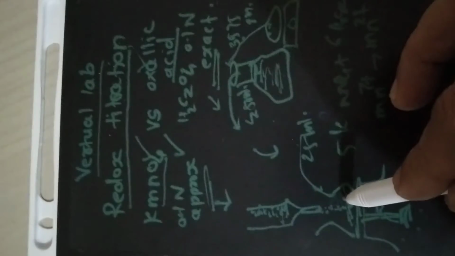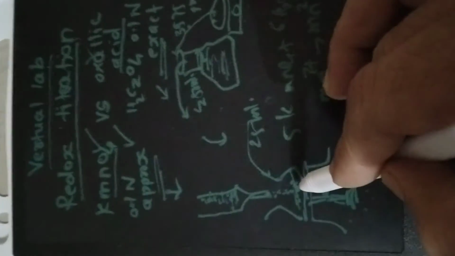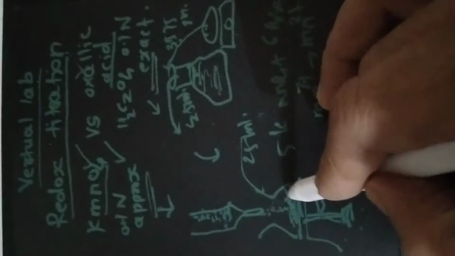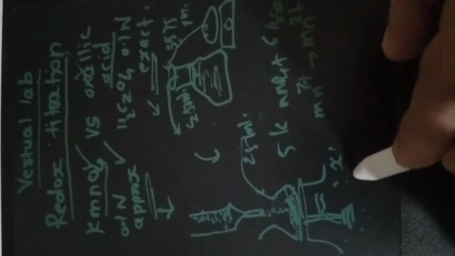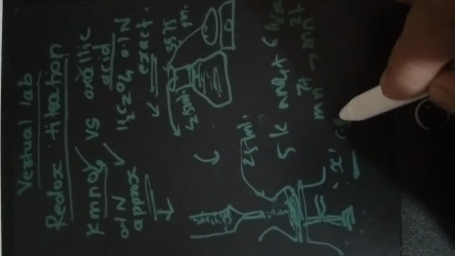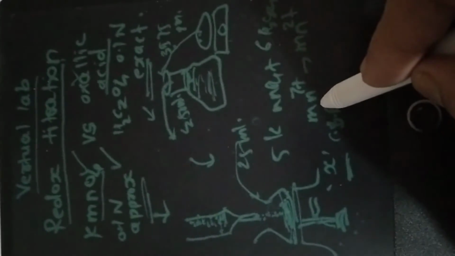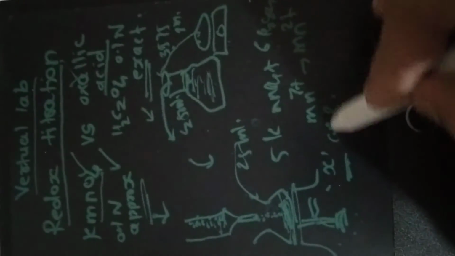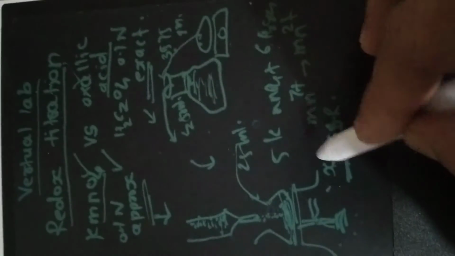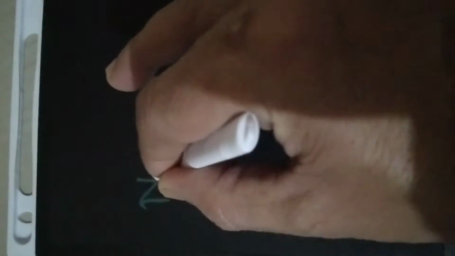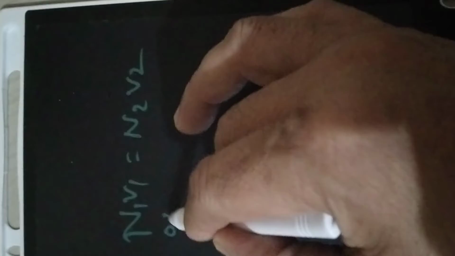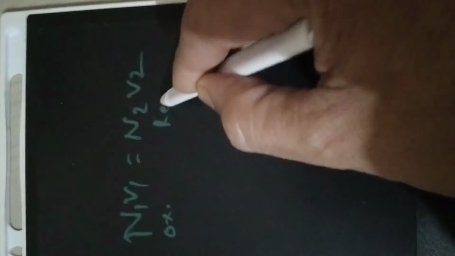KMnO4 itself acts as the indicator, and whenever the titration is completed in the hot solution, the burette reading is obtained. That burette reading is taken by taking 3 or more readings, and the constant burette reading X is used for determination of normality of KMnO4. The relation for this titrimetric analysis is N1V1 = N2V2. One is the oxidizing agent side, another is the reducing agent side.